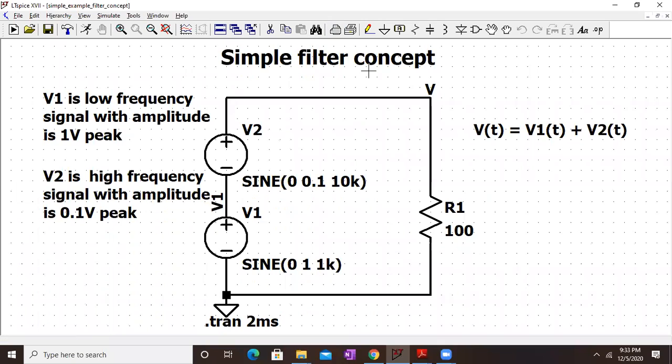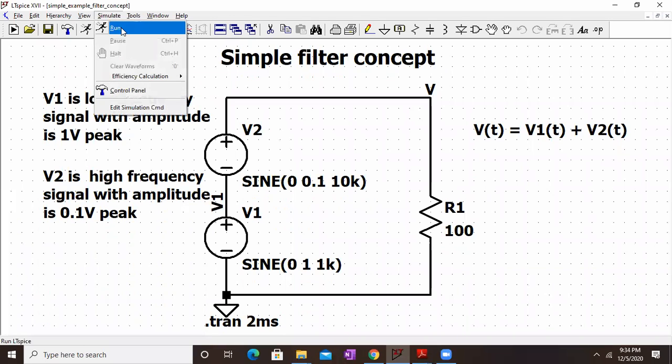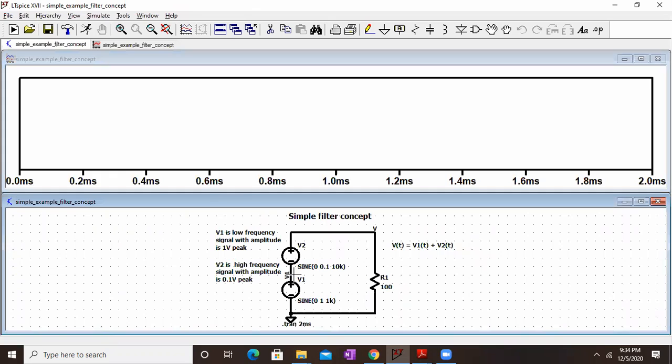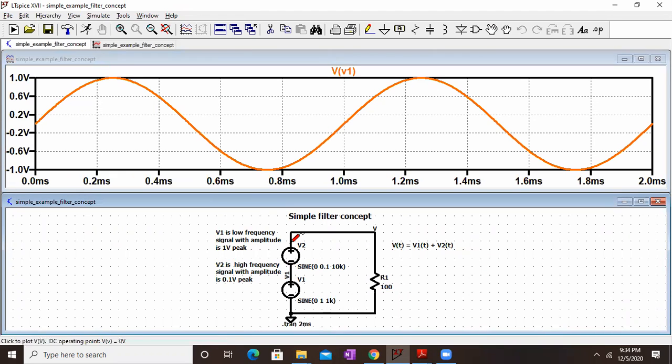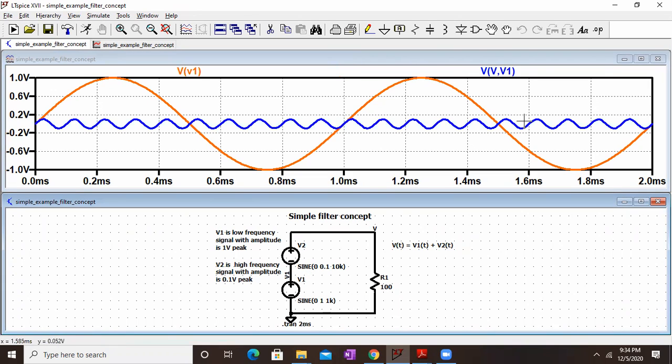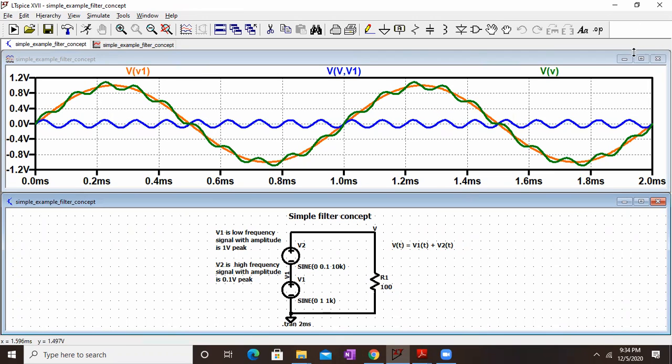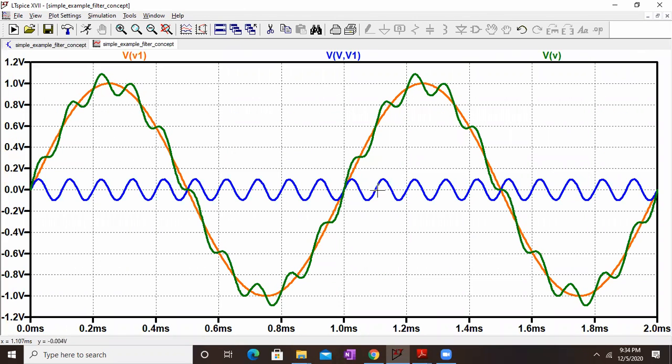This is the simple filter concept which we are going to see now. V1 is of low frequency with amplitude 1 volt peak to peak, and V2 is the high frequency component. Let me simulate this. This is my V1, the low frequency component, and this is the high frequency component, and that's my output. The green one is my output, which is the combination of the blue and the red. The red is my low frequency signal, the blue is my high frequency signal, and the green is the combination of the low and high frequency.